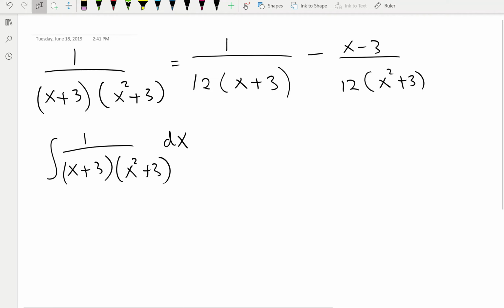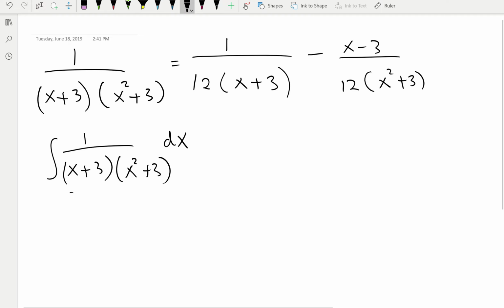Hello everyone. Welcome again, and let's continue to discuss how to integrate a partial fraction decomposition that contains irreducible factors. Now I'm going to show you some complications that you can get. This is a continuation of the previous video, so if you haven't watched the previous video of this video series, please make sure you watch it.